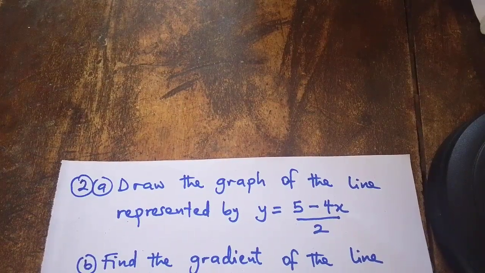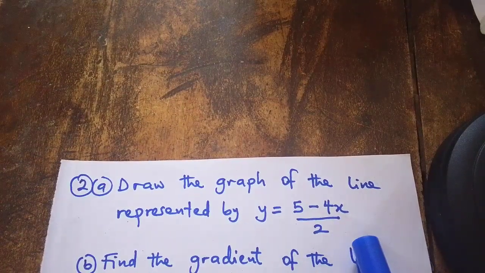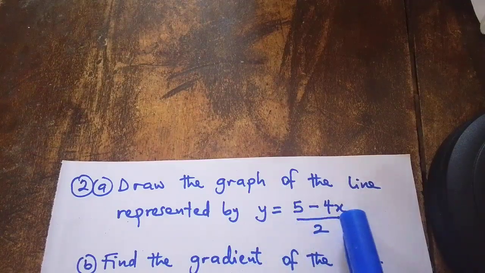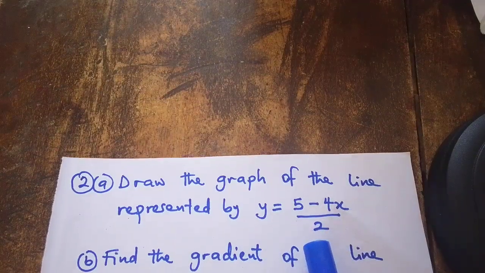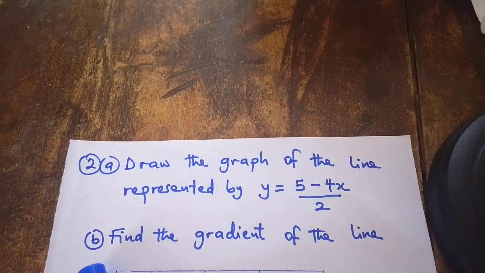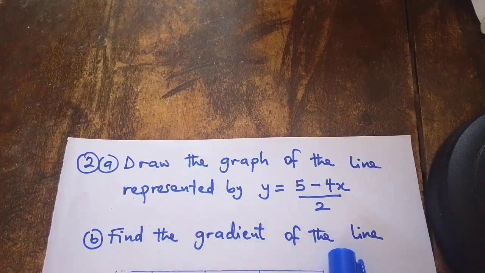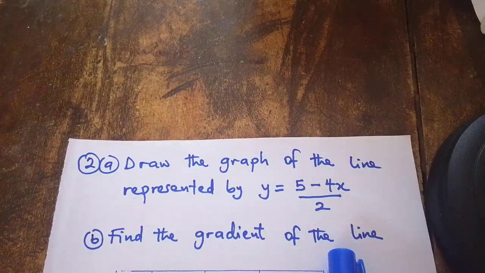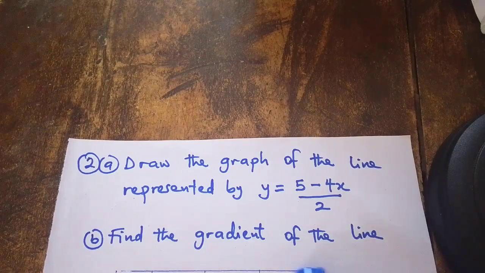Now, number 2. Draw the graph of the line represented by y equals 5 minus 4x over 2. And B, find the gradient of the line. Before you can find the gradient of the line, you must first of all draw the line. So write the table of values, then you draw the graph.